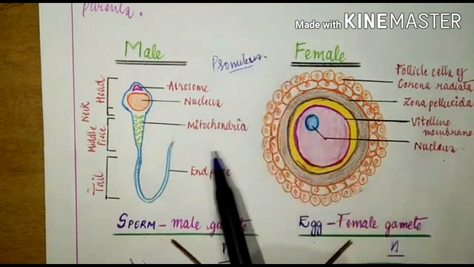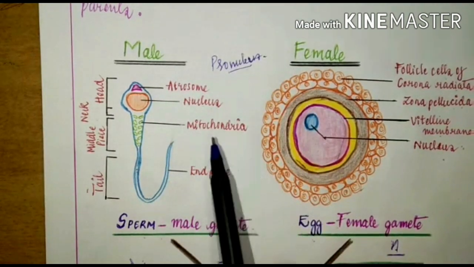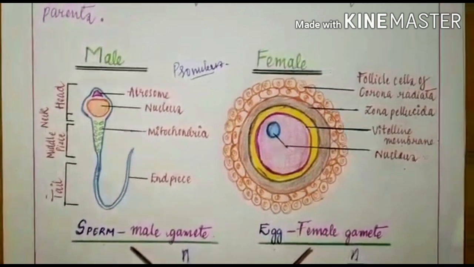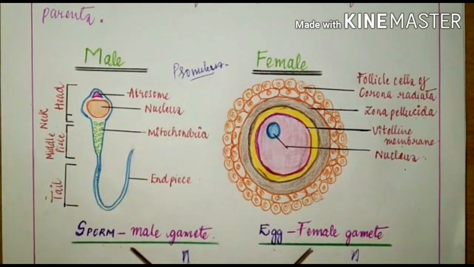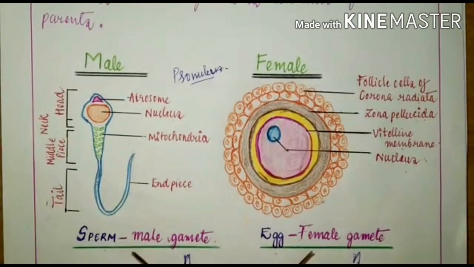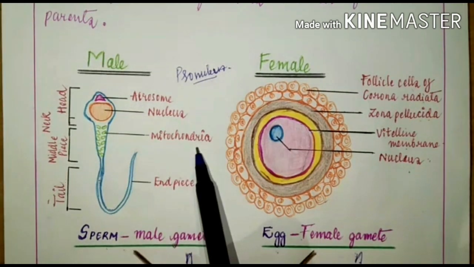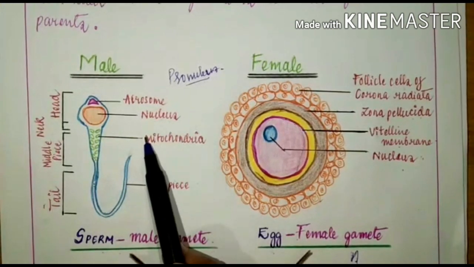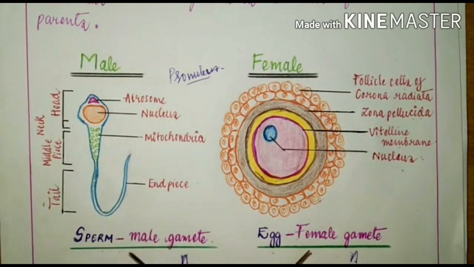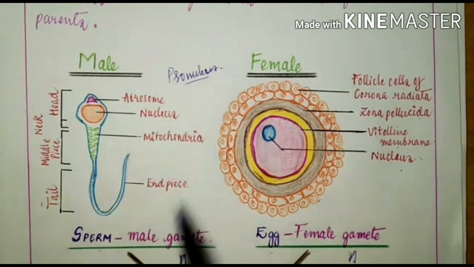Here we also have mitochondria, right? In biology, we call mitochondria the powerhouse of the cell. What is the main function of mitochondria? It supplies energy. Here also, mitochondria supply energy for the motility of the sperm. There are a huge number of mitochondria in the sperm, and this huge number of mitochondria form a mitochondrial sheath for supplying energy. This is all about the male gamete.